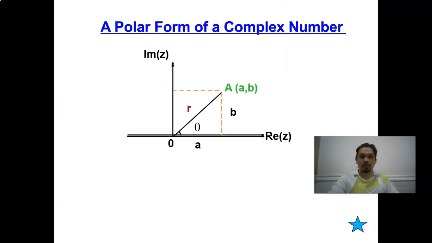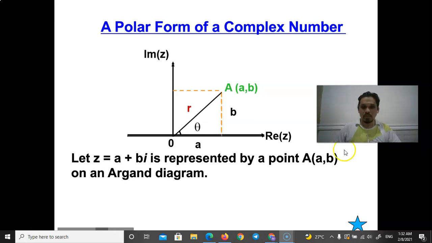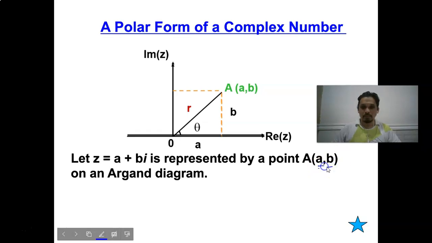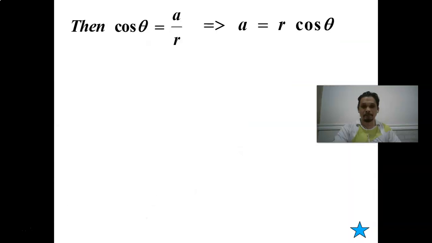A polar form of a complex number. Okay, so the polar form: let z be a plus bi, represented by the point (a, b), point A on the Argand diagram. Then r equals the square root of a squared plus b squared, or the modulus of z.